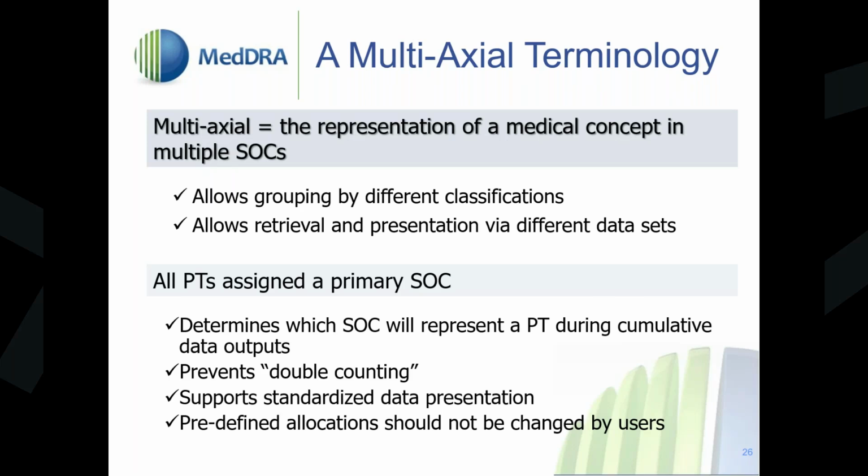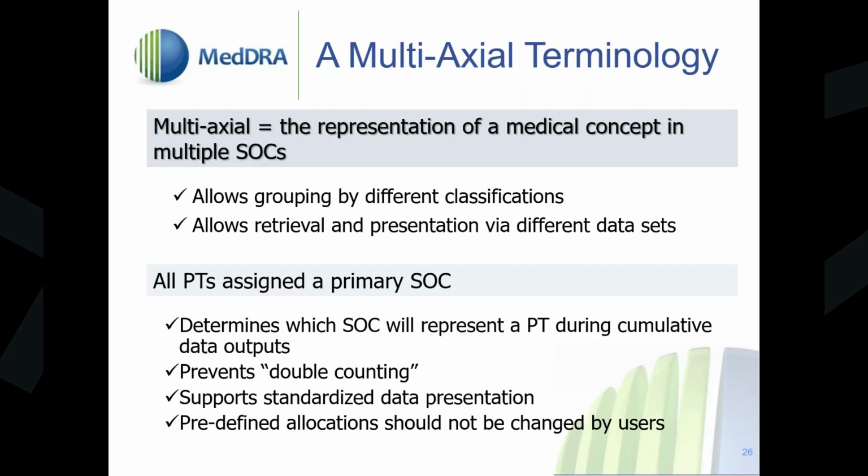So if it's a GI term, you expect the connection to go to the gastrointestinal system organ class. If it's a respiratory term that you're looking at, you expect it to be linked to the respiratory system organ class. And that's usually the case. But sometimes the same manifestation can be represented by more than one body system or more than one system organ class. If that's the case, then the preferred term can be linked to more than one system organ class. And this is what is called a multi-axial representation, where the same PT could be grouped under different classifications.